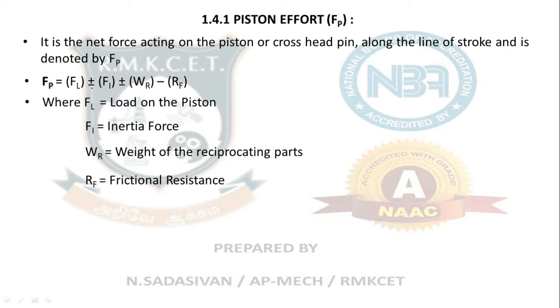We will see where to put plus and where to put minus when we are doing the problems. Okay, so now let's get these terms into our mind very clearly. So FL is the load on the piston, Fi is the inertia force, Wr is the weight of the reciprocating parts, and Rf is the frictional resistance. Right? So now first let us see what is this load on the piston.